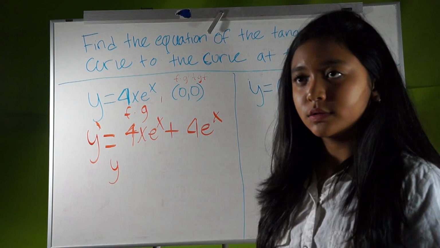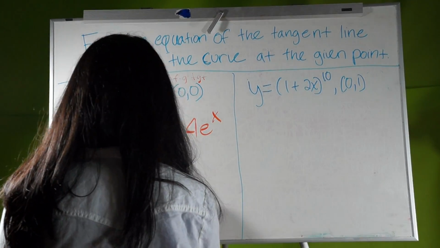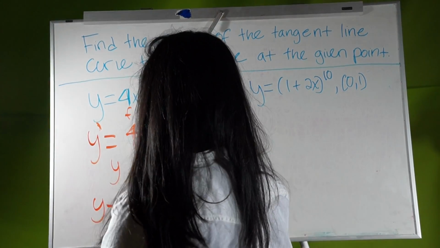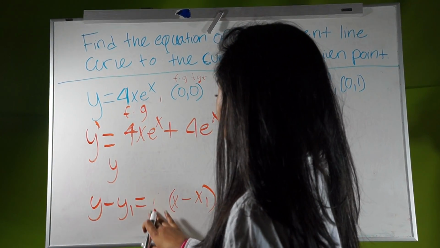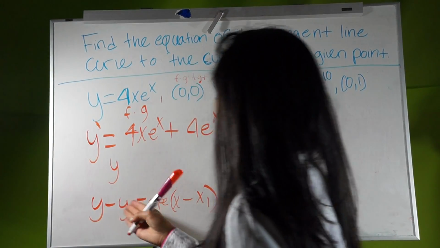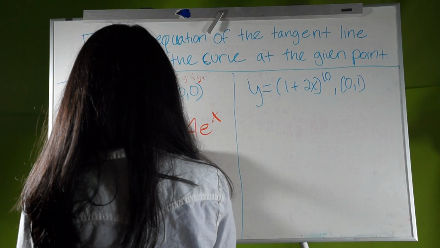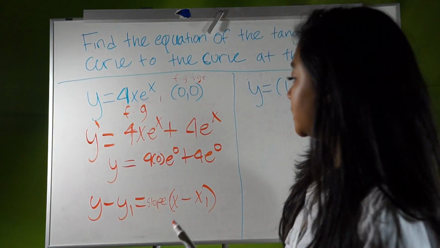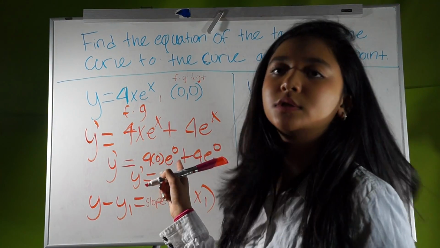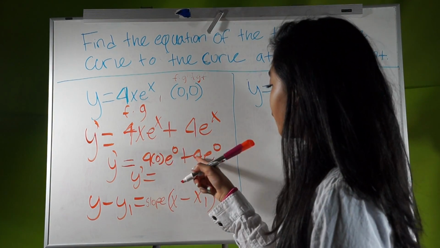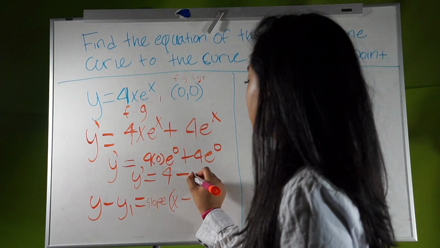Then you're going to put it in this format: y minus y1 equals m times x minus x1, where m is the slope. So if you plug 0 into here, well, actually this is y prime. Y prime equals 4x e to the x plus 4 e to the x. The first part becomes 0, because e to the 0 is just 1 and 1 times 0 is 0, plus 4 times e to the 0, which is 4. So you're left with y prime equals 4, and this is our slope.